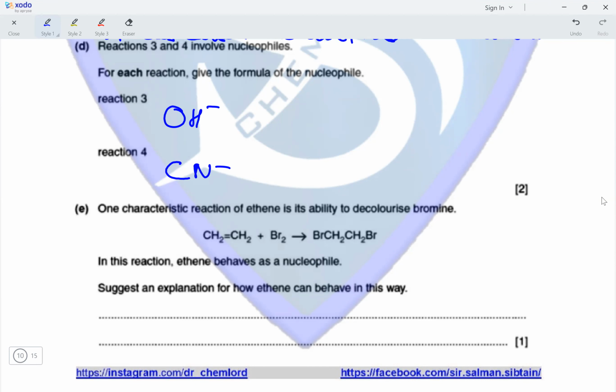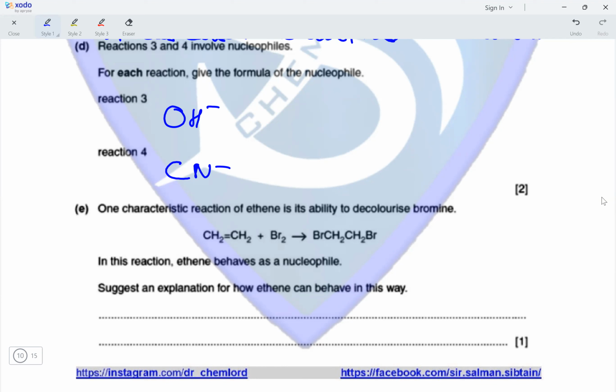One characteristic reaction of ethene is its ability to decolorize bromine. In the reaction, ethene behaves as a nucleophile. Suggest an explanation of how ethene can behave in this way. So we have a double bond. A double bond consists of a sigma and a pi bond. A pi bond has electrons present above and below the plane of the two nuclei of the two carbon atoms. So there are electrons above and below the double bond that are present.